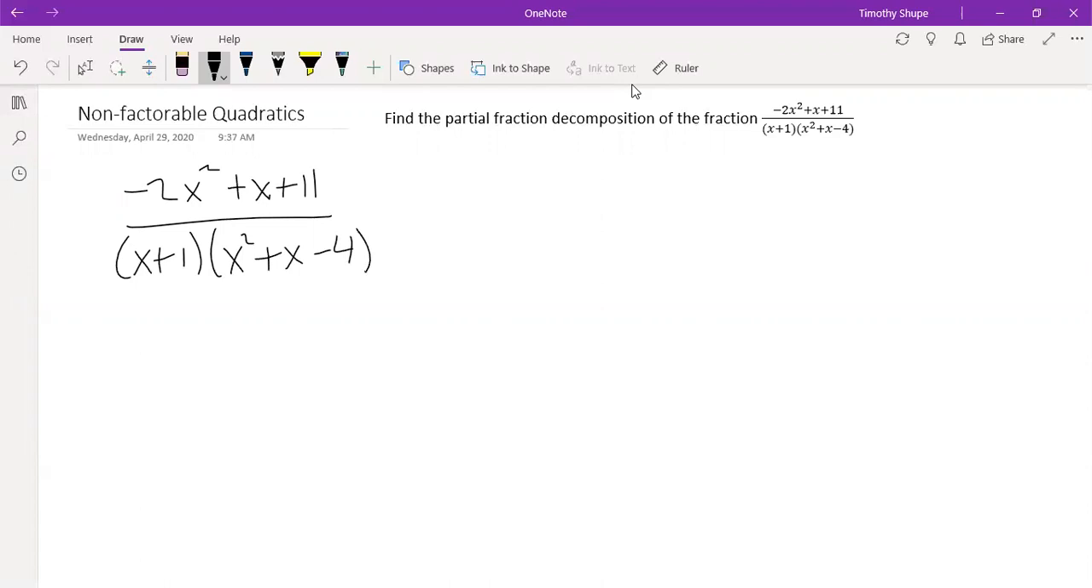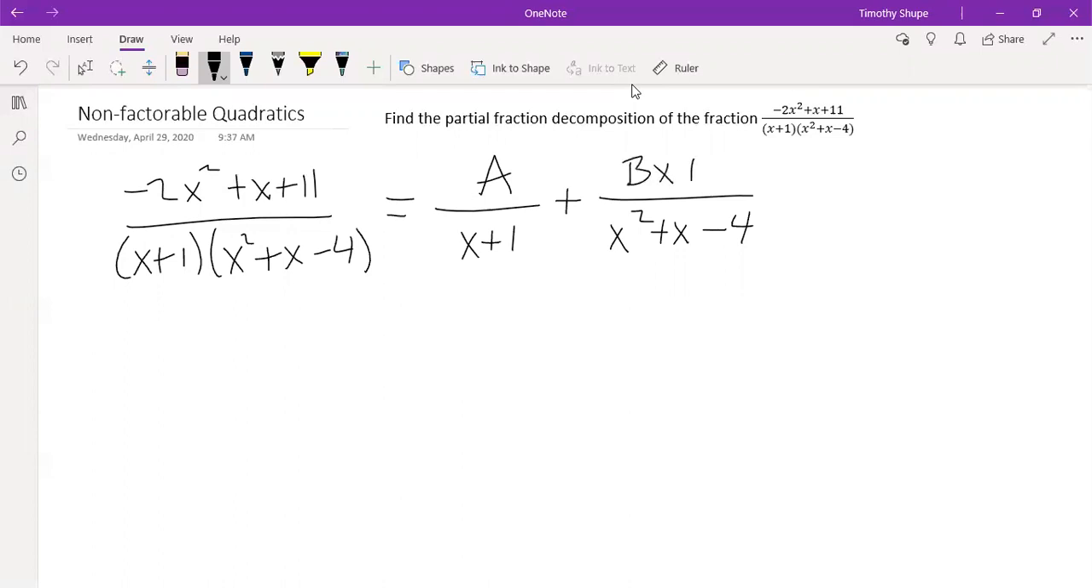And I'm going to set that equal to, I still have two fractions that I'm going to be working with. The first fraction is going to have the x plus 1 in the denominator. The second one gets the x squared plus x minus 4 in the denominator. And this first fraction is going to act like normal, where we have just a single variable up top. But since the second one is not a linear factor, it's a quadratic, we need to put multiple variables up top so that we have a linear factor.